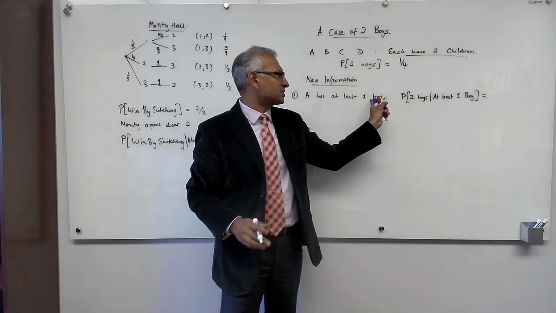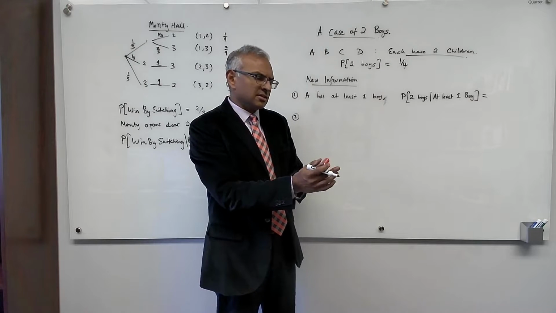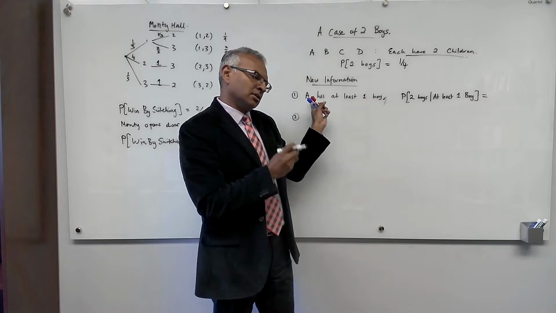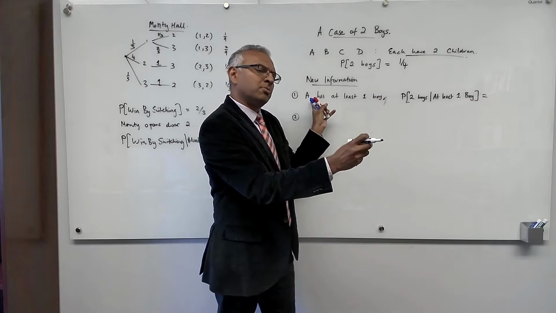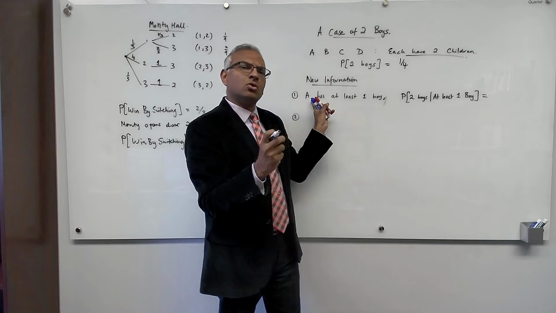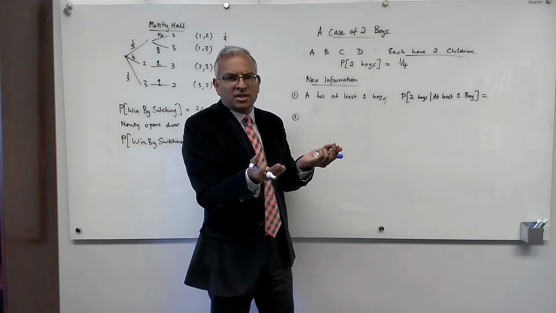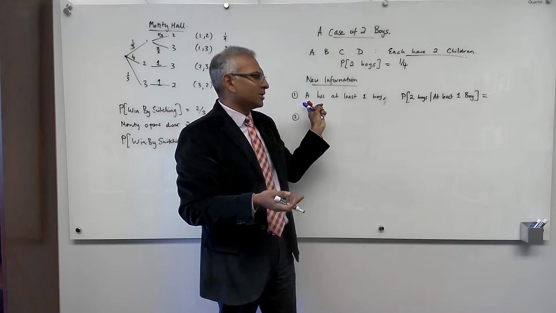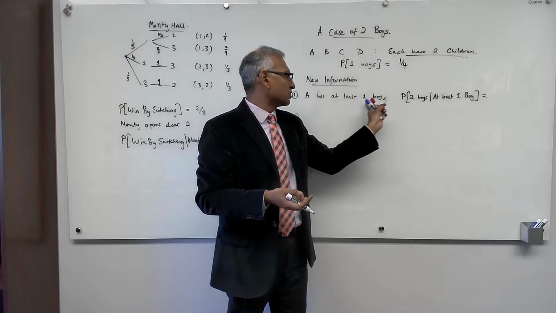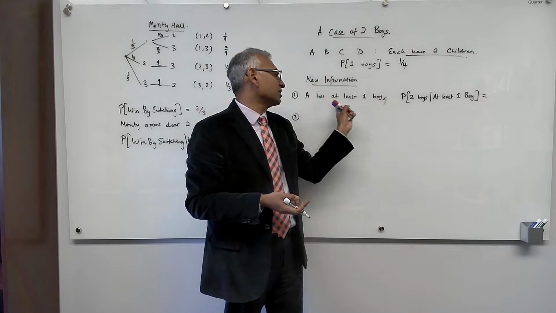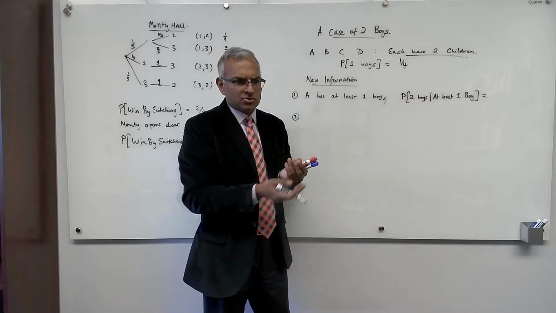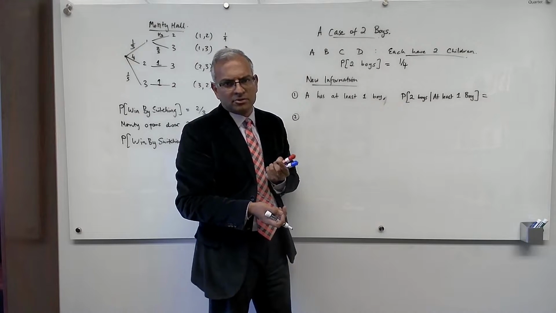So if you know that he has at least 1 boy, then what are the cases? The cases are that A has a girl followed by a boy, a boy followed by a girl, or a boy followed by a boy. Those are the three cases you are narrowed down to when you know that A has at least 1 boy. You know for sure that it cannot be girl, girl. Okay? So of these 3 cases, one of those is 2 boys.